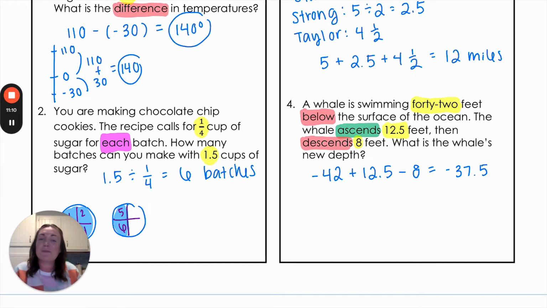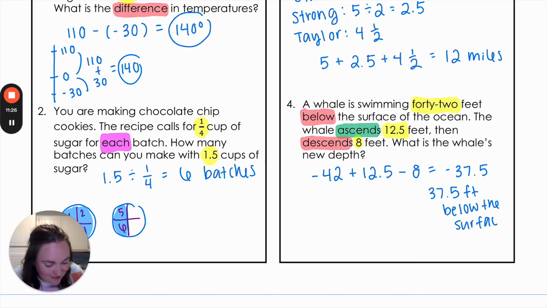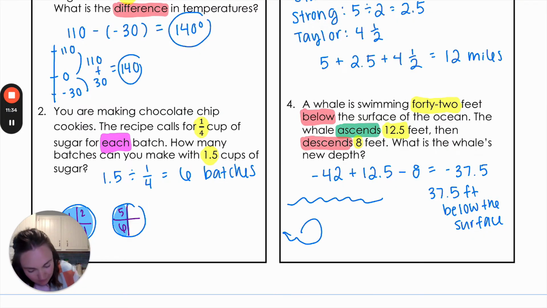And so most of the times when you see this in a word problem, like on a test or a quiz or something, they're not going to give you the answer as negative 37.5. Instead, they're going to say 37.5 feet below the surface. All right, let's go ahead and add in that picture again. So we've got our beautiful water. We got our big whale.